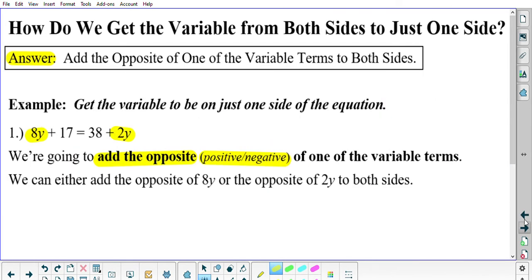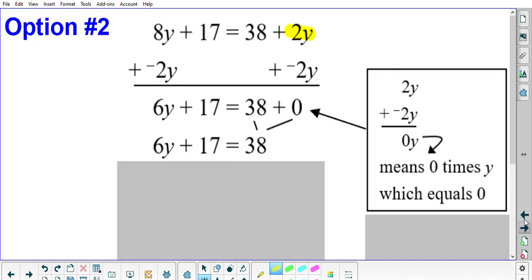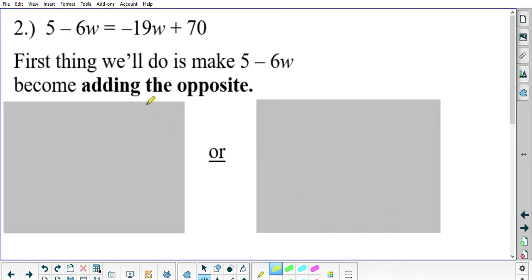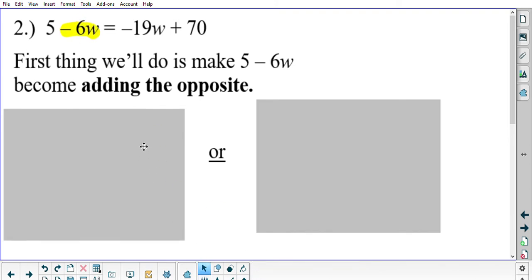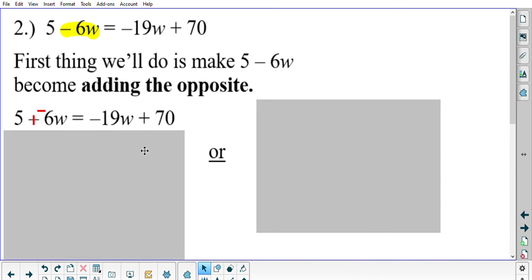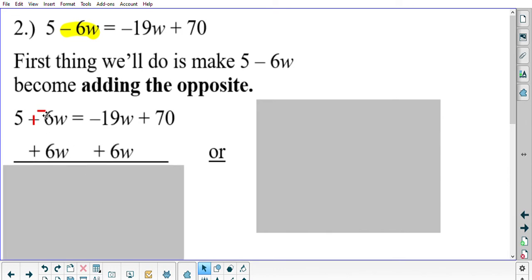So let's apply that to the problem that we were just about to look at. We have the variable term to the right of the minus here, so we need to make that become adding the opposite. Okay, so what's our goal? To get the variable to go from both sides to one side. How do we do that? We add the opposite of one of the variable terms. We could add the opposite of negative 6w, which would be positive 6w. We do that to both sides.